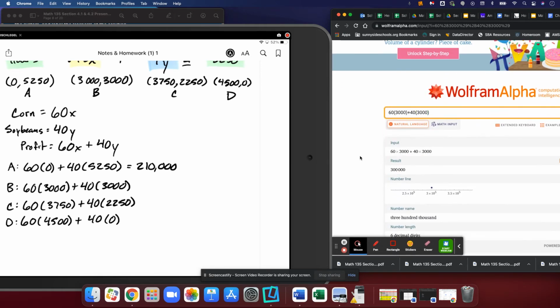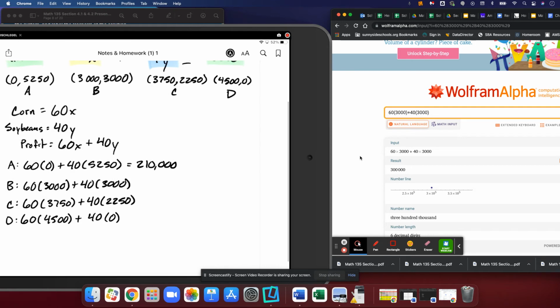If we were to split it, we do make more money. We make $90,000 more with this option. And that's 300,000 bucks. So if I'm a farmer, I'm definitely paying attention to someone who knows how to do this kind of math, because I just made this farmer $90,000 by telling them to plant half corn and half soybeans. Let's see if there's a better option for this farmer.